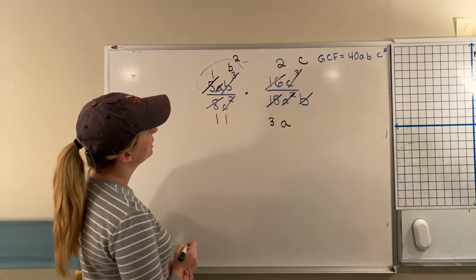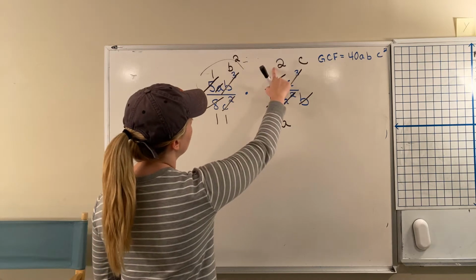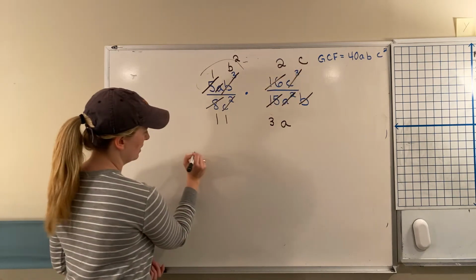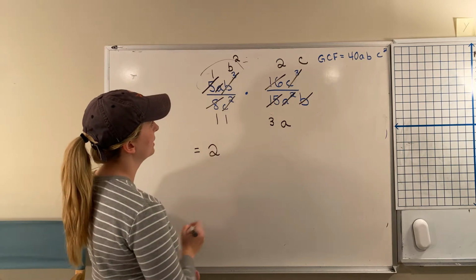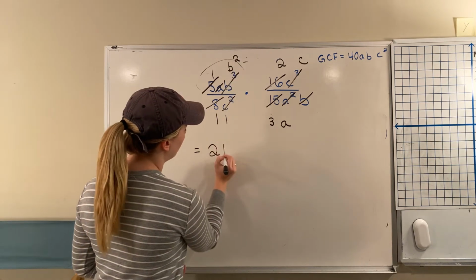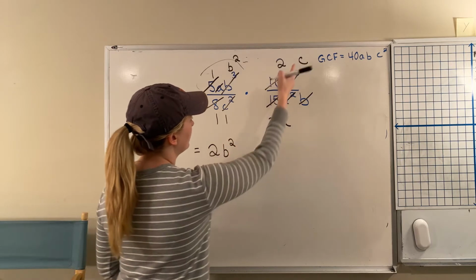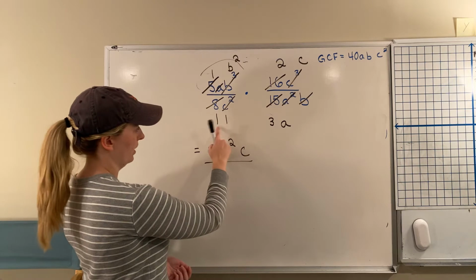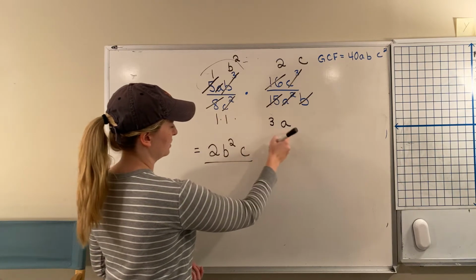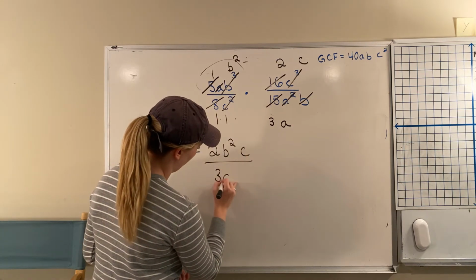And now we just multiply it straight across. We have b squared times 2 times c. So list your coefficient first, 2, and then do alphabetical order. 2 b squared c, all over 1 times 1 times 3 times a, which is just 3a.